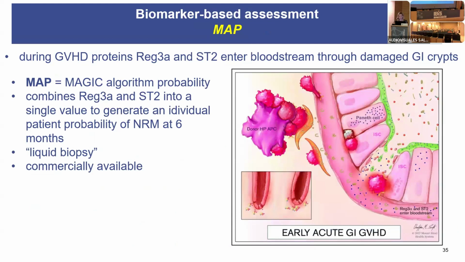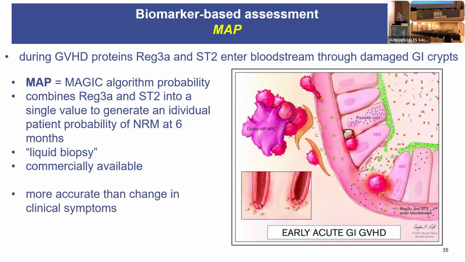What about biomarkers? Well, the MAGIC consortium didn't only do the standardization of staging. They also found two good biomarkers, REG3A and ST2, and then made them into an algorithm. The MAGIC algorithm probability combines the two into a single value to generate a patient probability of non-relapse mortality. So it's, let's say, a liquid biopsy, but commercially available or not, I'm not sure. In Europe, it's probably not very much used.